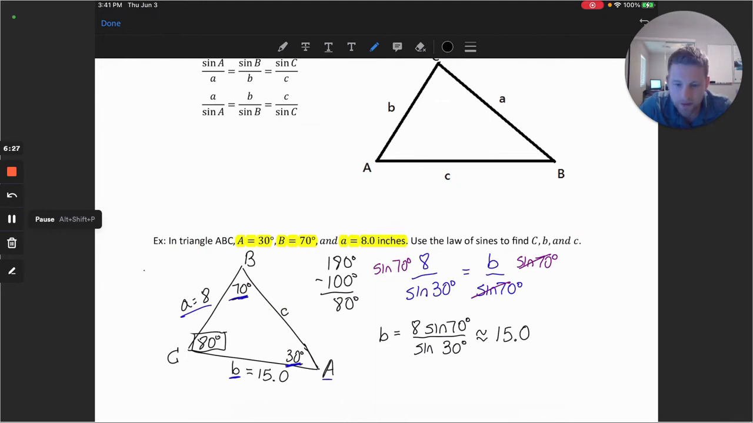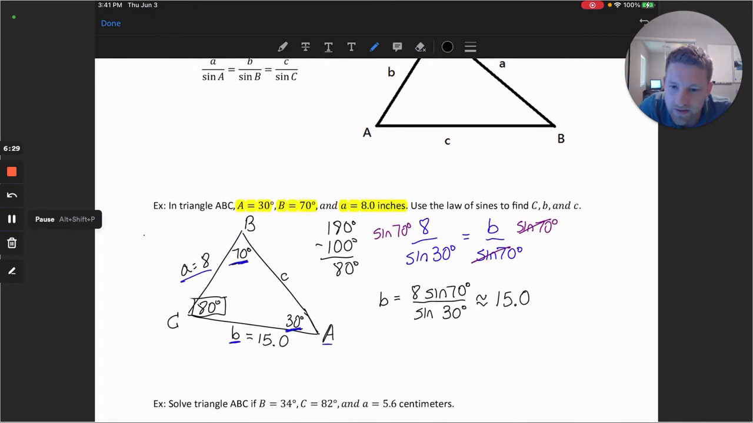The next side length that we can solve for is the last one, side length c. And so we're going to use the same ratio to start with the side length a and angle a. So we'll start with 8 divided by sine of 30. That's the ratio that we would get for the a side with the a angle. And then that is equal to our side length c divided by the sine of 80 degrees. That's the c angle.